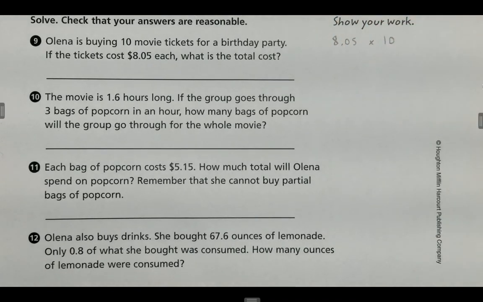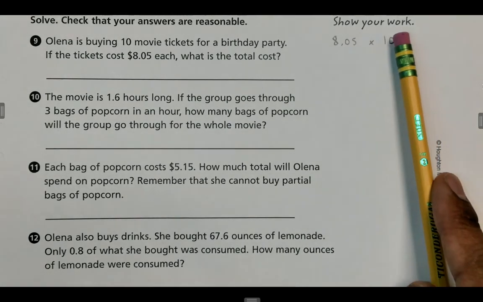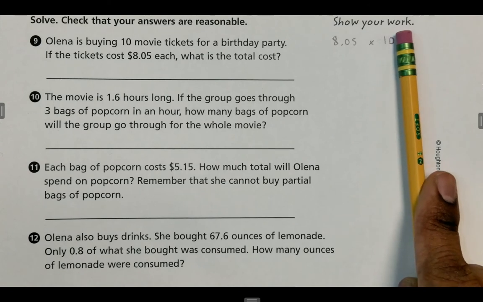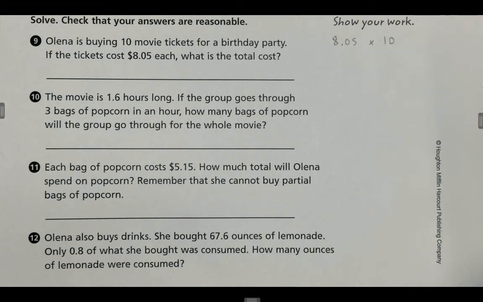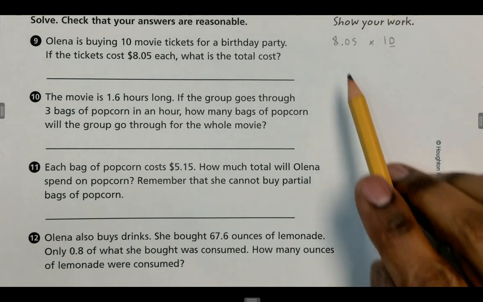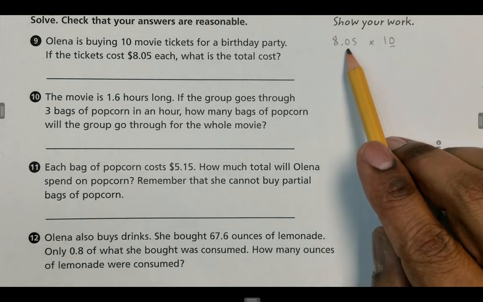Can you do this as mental math? Well, we know that $8.05 multiplied by 1 is $8.05. What happens to the decimal point if we multiply that decimal by 10? It's going to shift one place value. Is it going to shift one place value to the left or to the right?